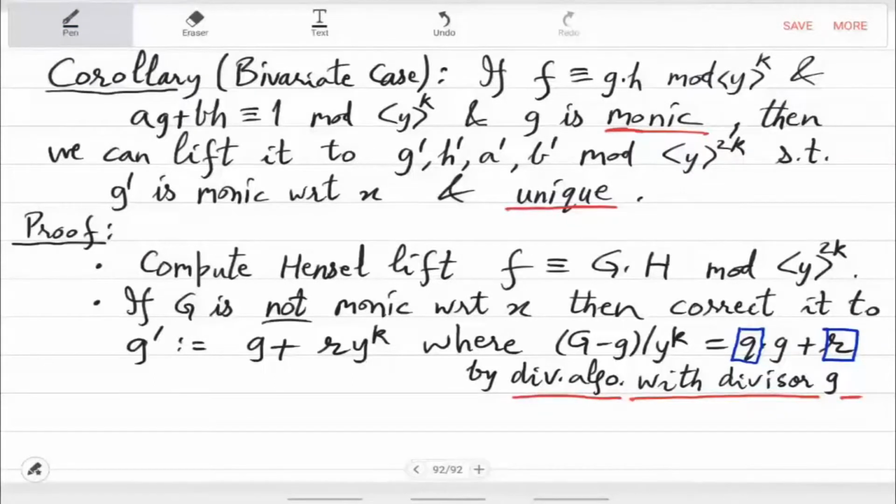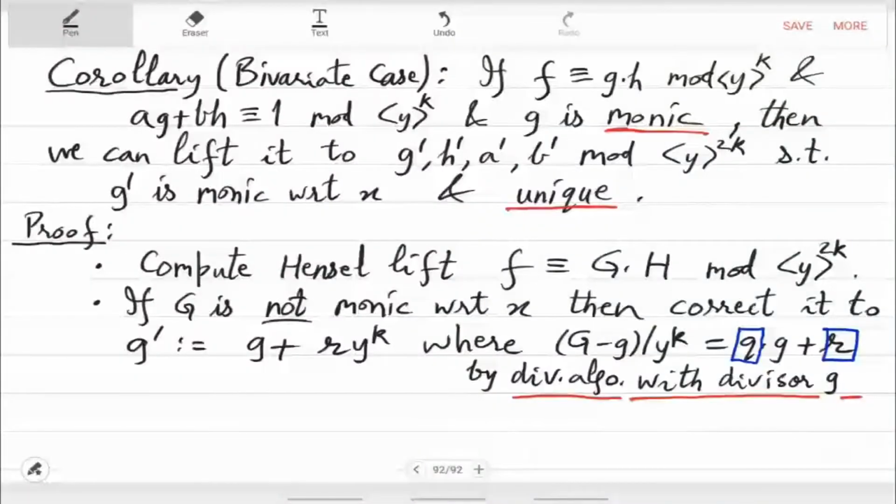Okay, so R is something whose degree is less than the degree of G with respect to x, right? And you discard Q, you use R to define G prime. That's all. Okay, that is the modification. Why this works is just a simple calculation now. The algorithmic steps are only this.